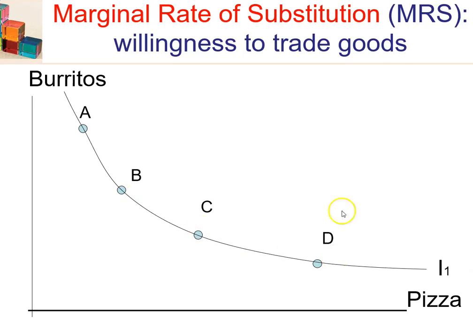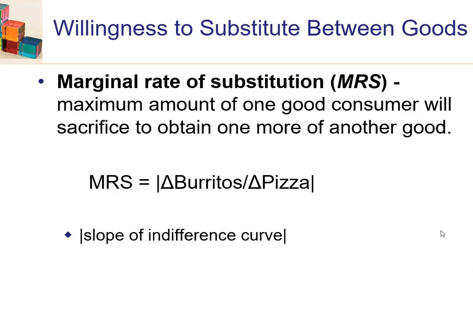So once again, what is marginal substitution? It's your willingness to trade between goods that leaves you on the same indifference curve, or the same amount of happiness. All right, more precisely, let's define marginal substitution. It's the most of one good that a consumer is willing to sacrifice to obtain one more of another good.